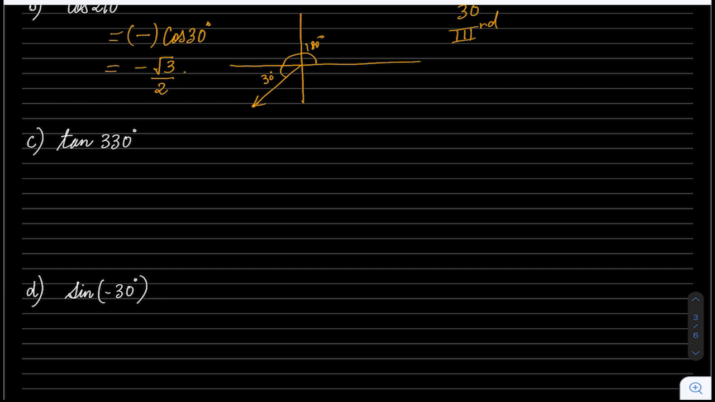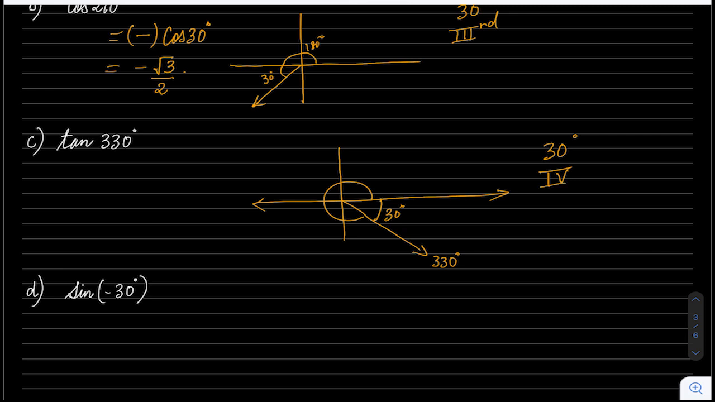Let's go for the third one: tan of 330 degrees. I can draw the 330 degree angle. So this is 90, 180, 270. Okay, so I have to go this way. This is my 330 degree angle, and this will be 30 degrees only, because we know the total is 360. So my angle with horizontal is 30 degrees.